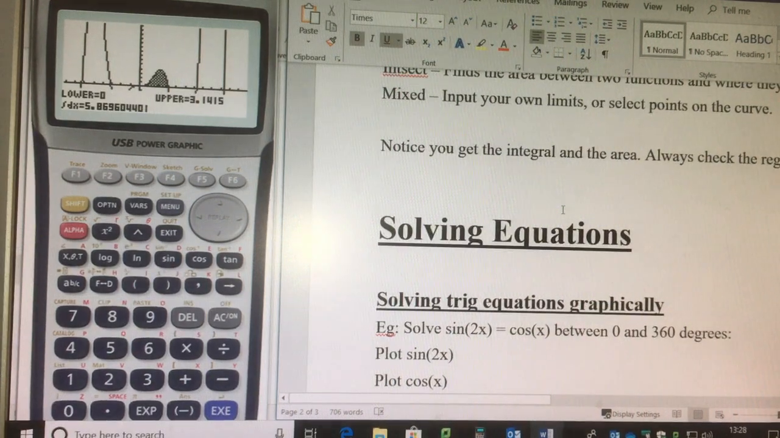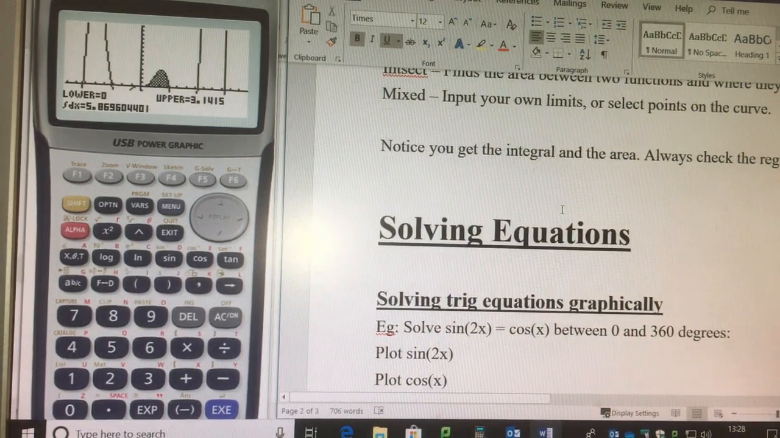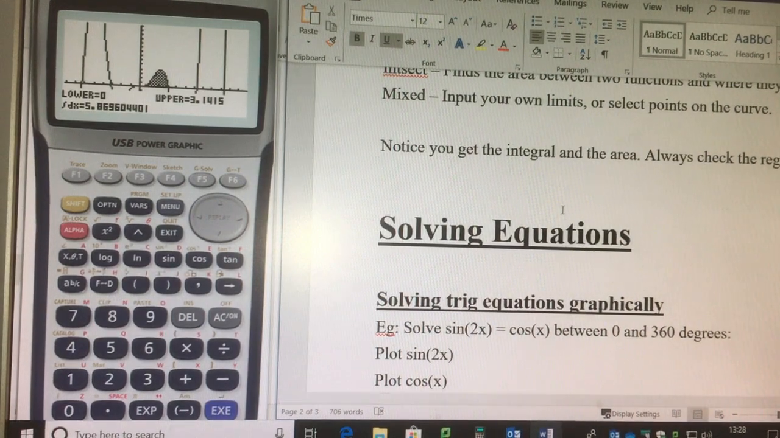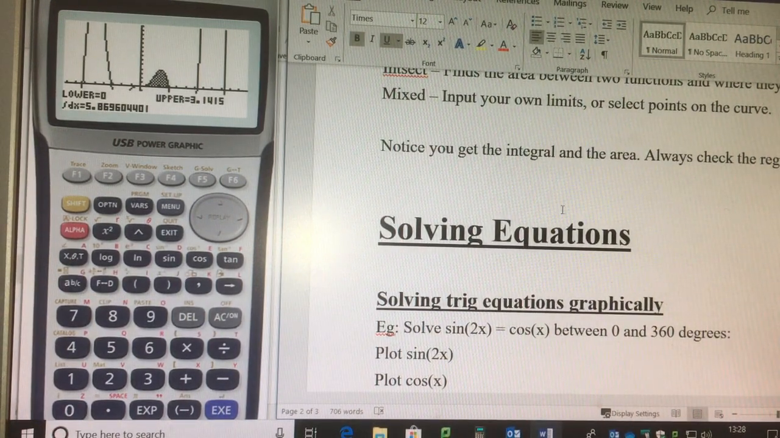Okay, so that's all the graph skills. Has anybody got any questions about graphs or anything that you might want to do with graphs that I haven't shown you? No, everyone right with that? Cool. Okay, the other big thing the calculator can do then is solving any equation.